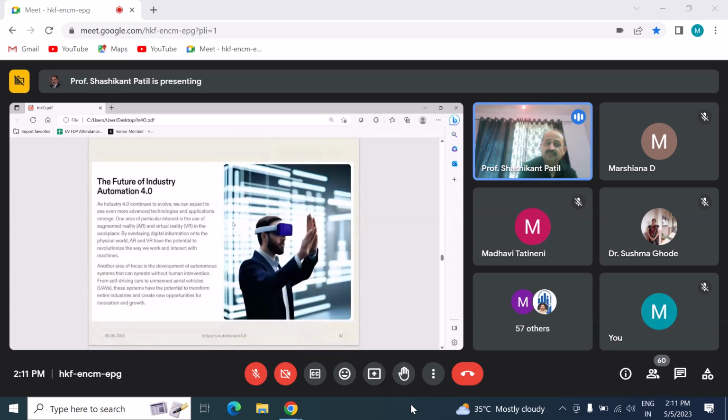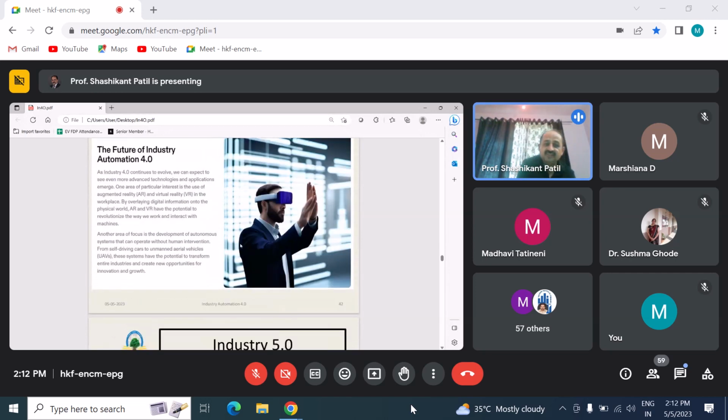Now, when we want to elaborate on the future, it is continuously evolving, and slowly we are going to migrate to 5.0. We can expect more advanced and sophisticated technologies and applications emerging. For example, use of augmented reality and virtual reality in the workplace, where we can overlay digital information onto the physical world. Another area of focus is the development of autonomous systems that can operate without human intervention, meaning fully functional autonomous factories. From self-driving cars and unmanned aerial vehicles, slowly and gradually we will transform industries, creating more opportunities for innovation and growth, and they will be fully autonomous.